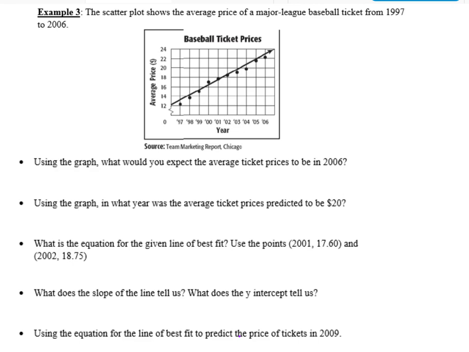This one's a little bit different because they already did our line of best fit for us, or at least drew the line, so we don't have to necessarily draw it. We just have to kind of do the work here and look at it. So it says, use the graph. What would you anticipate the average ticket price to be in 2006?